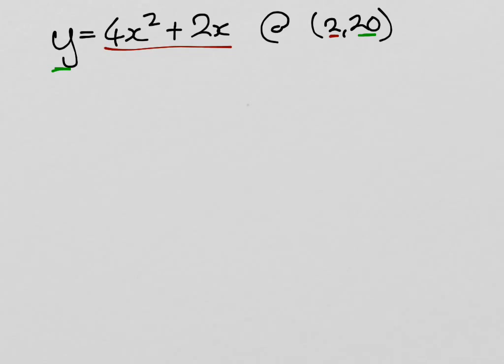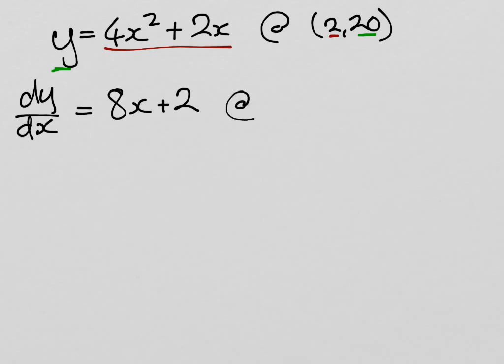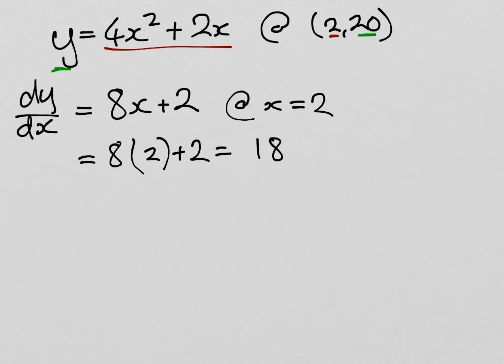So moving on to step 2, we need to calculate the derivative of the function, which is going to equal 8x plus 2. Now that we have the derivative, we can solve this derivative at our condition of x equals 2, which would give us 18. Now we just need to put this into our equation for a straight line.